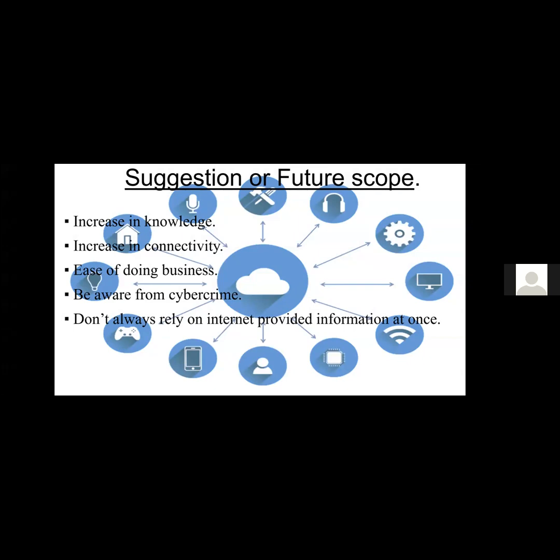Future scope: we have to increase our knowledge with the help of this internet. Internet needs an increase of connectivity, ease of doing business. Nowadays businesses are going online, so internet is helping them too. We should be aware of the cybercrime, and we should not rely on information provided on internet at once. We should also cross check it again and again.